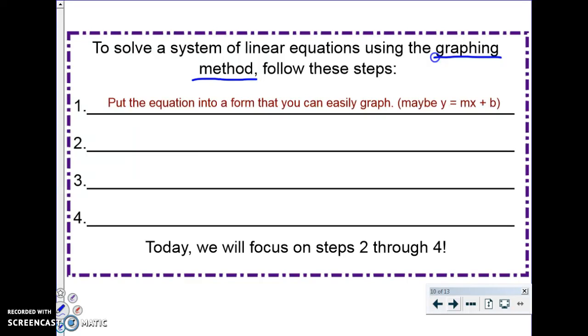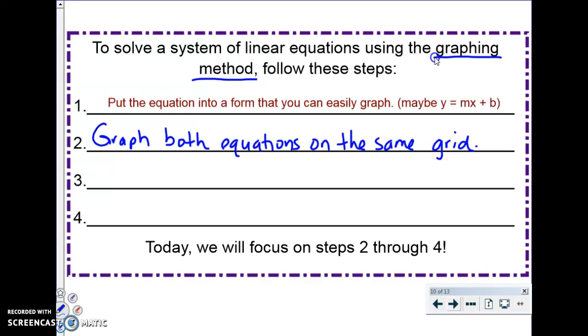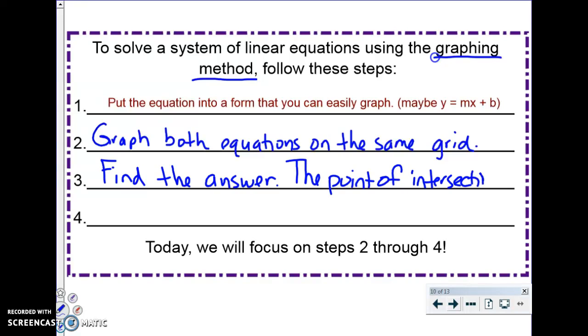Step two, which is what we're going to work on today, is graph both equations on the same grid, right? Because if they're not in the same place, then we can't see where they cross. Step three is find the answer. All right, that's the point of intersection. Right, that's where their answer is. And four is to check your work.